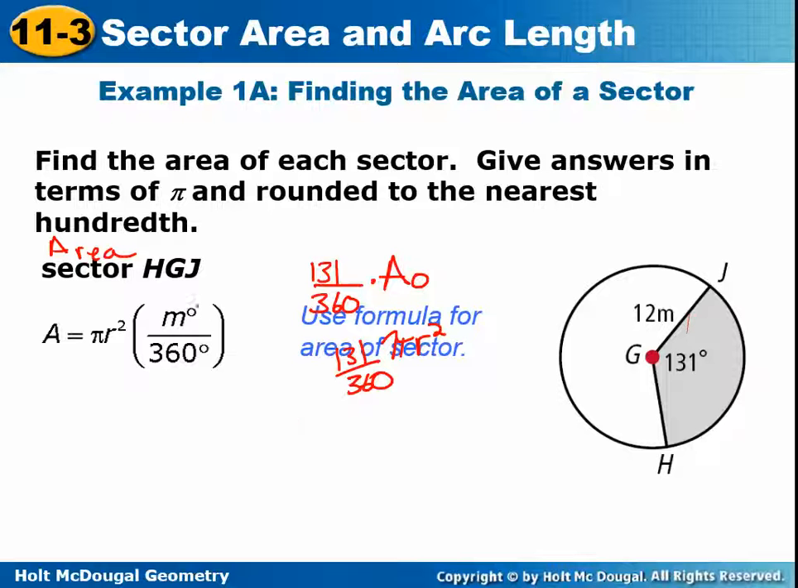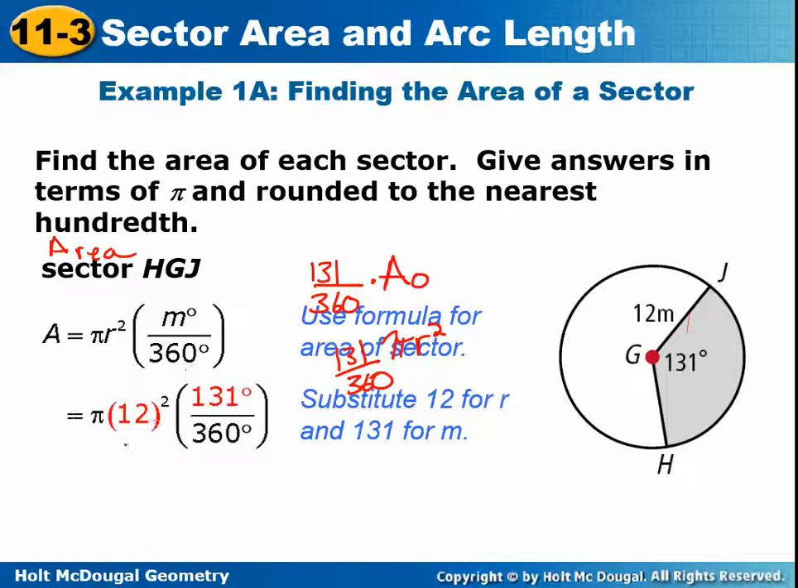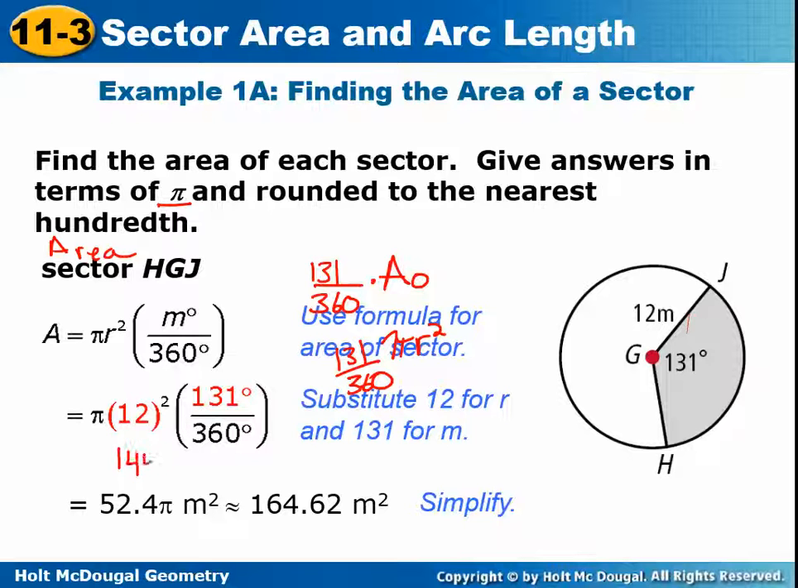So pi r squared, and then there's the fractional part. R is 12, so pi times 12 squared. Now on the calculator, if they want it in terms of pi, then 12 squared is 144, multiply that by 131, and then divide that by 360. If you hit equals, that will be 52.4, and then you write pi after it. If you want to round it to the nearest hundredth, then you take the 52.4 and multiply by your pi button on your calculator, and that will give you 164.62.